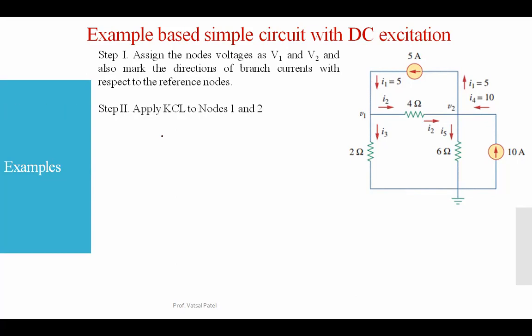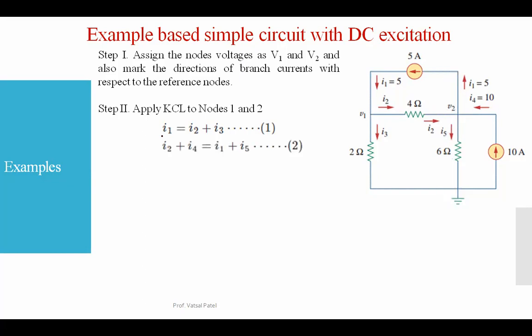Then step number two, apply the KCL at node number 1 and 2. First, at node number 1, if we apply the KCL, what is the equation? I1 is equal to I2 plus I3. So your I1 is the incoming current to that node, and I2 and I3 are both outgoing from that node, away from the node. So when we apply the KCL at node number 1, I1 is equal to I2 plus I3. This is equation number 1.